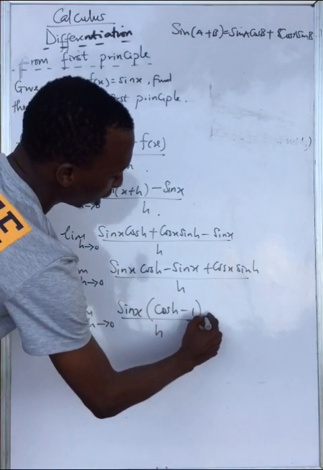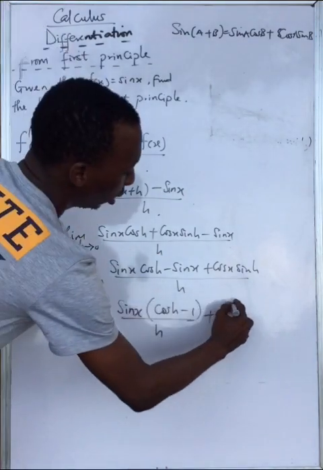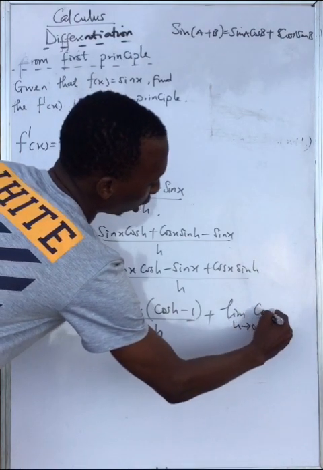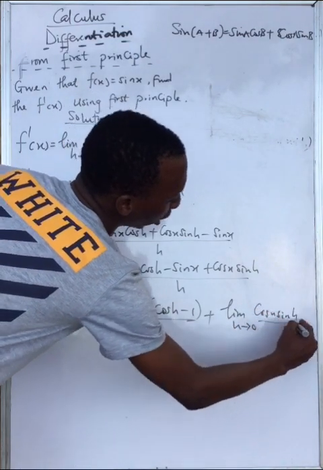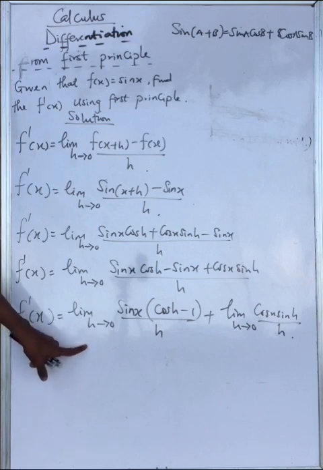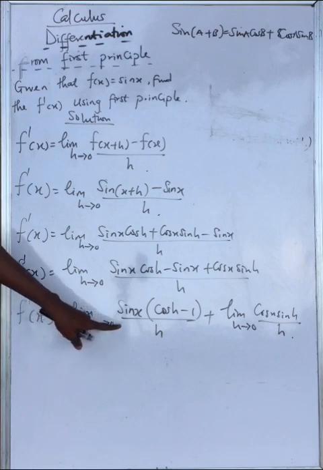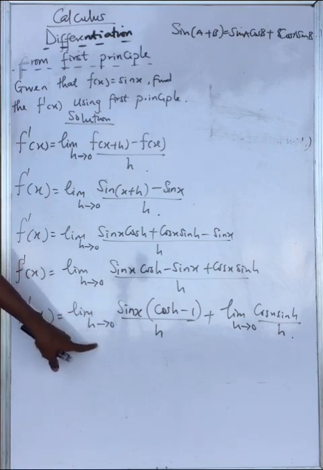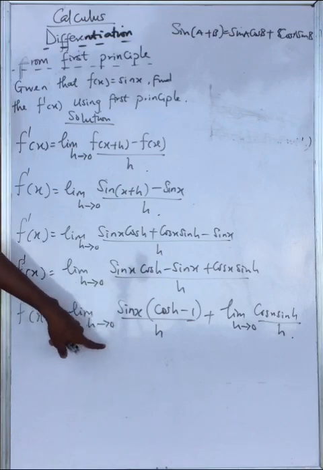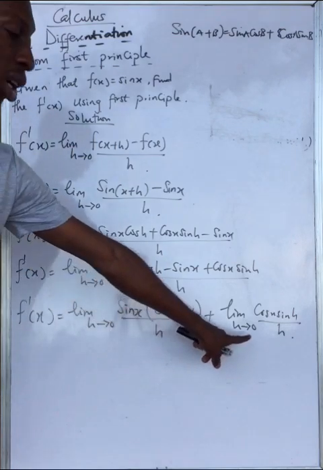That is the same thing as saying plus the limit where h tends to 0 of cos x sine h over h. Now we have just applied the addition law under limit laws. That says that the limit of a sum is equal to the sum of the limits. You understand? That was what we are having here.